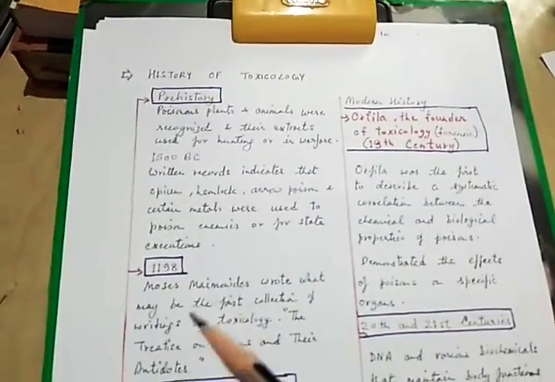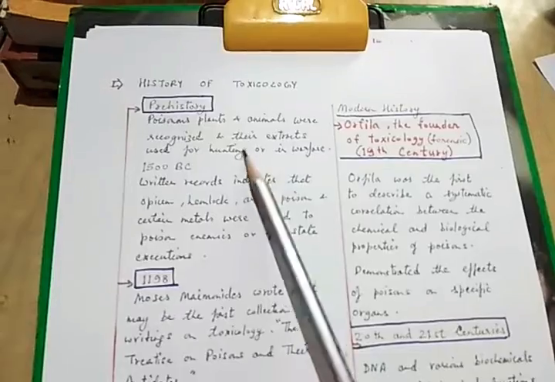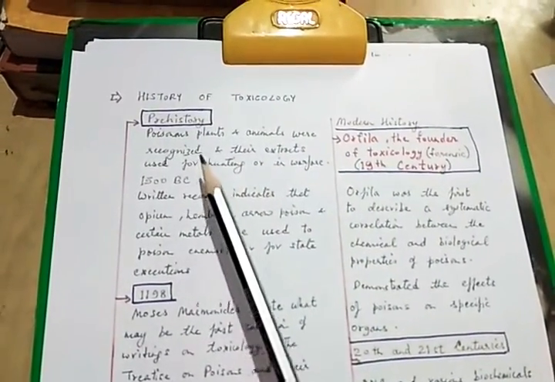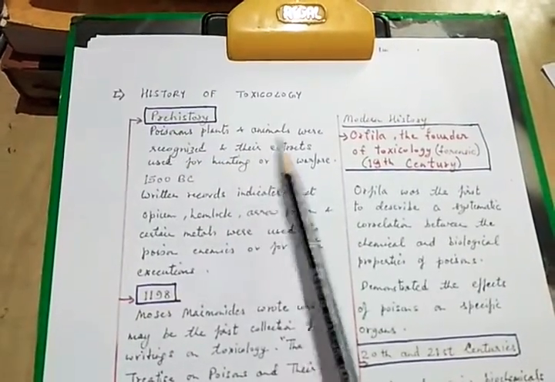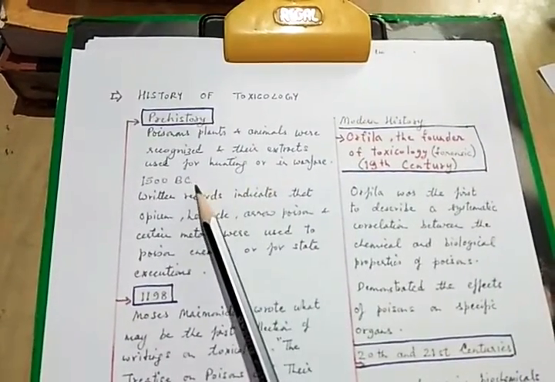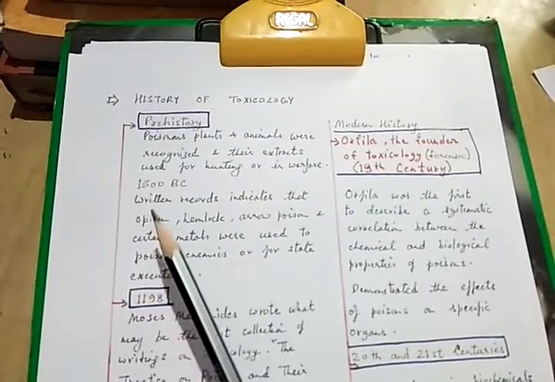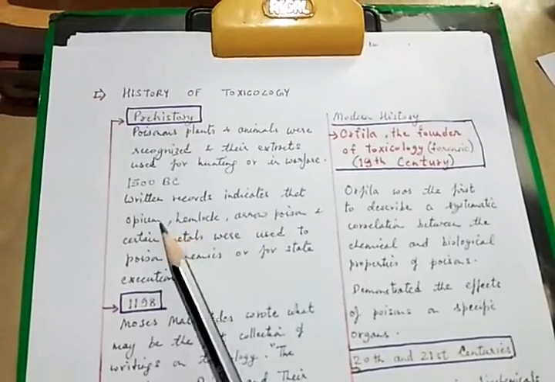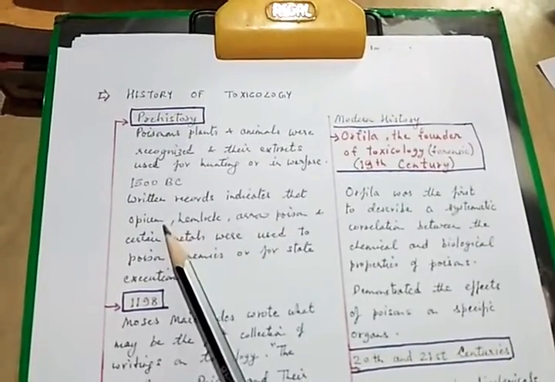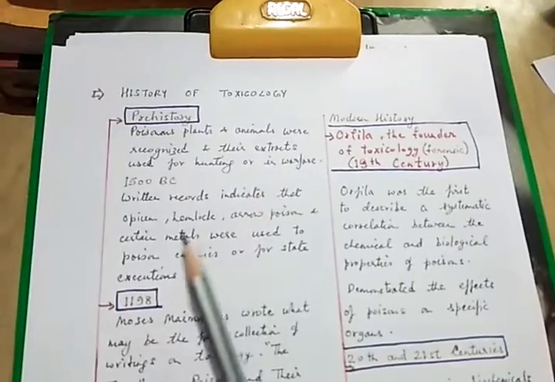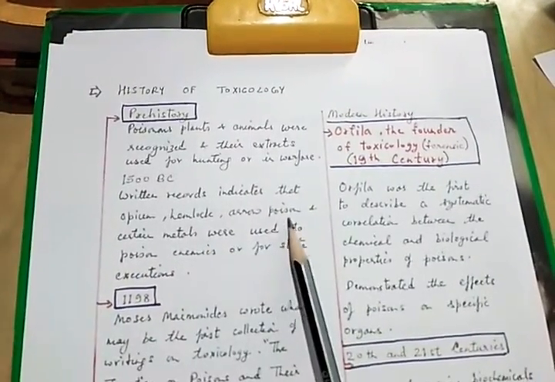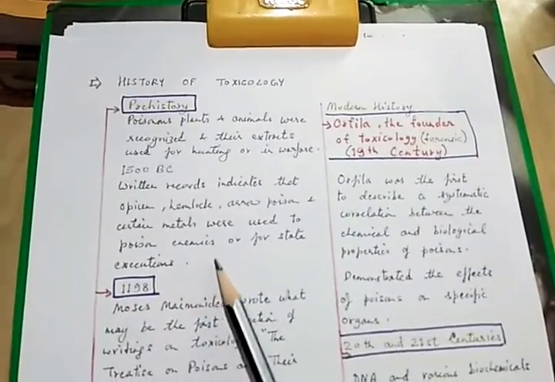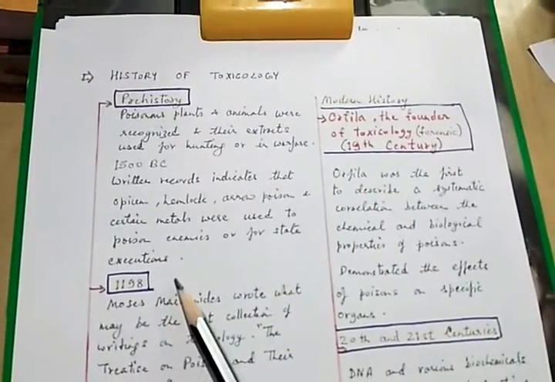If we see the ancient history, where no records were present, at that time also poisonous plants and animals were recognized and their extracts were used for hunting or in warfare, etc. And during 1500 BC, written records reveal that opium, hemlock, arrow poison, and certain metals were used to poison enemies or for state executions.